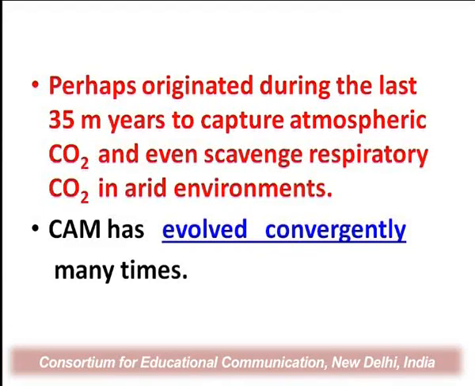There are various views regarding the evolution or the time scale of a CAM cycle. It is believed that perhaps this cycle could have originated say about 35 million years ago to capture atmospheric carbon dioxide and even scavenge respiratory carbon dioxide in severe arid environments. Nevertheless, it appears to be a case of convergent evolution, but which has taken place many times over.